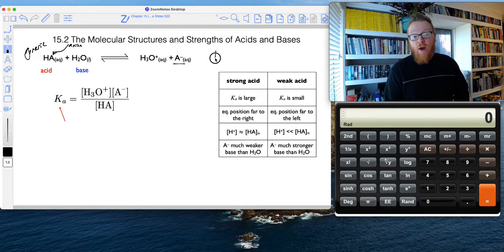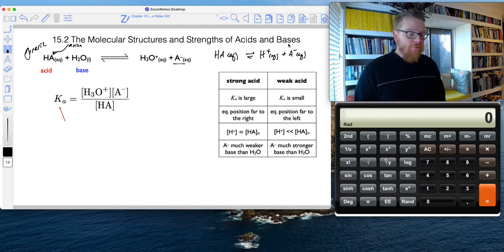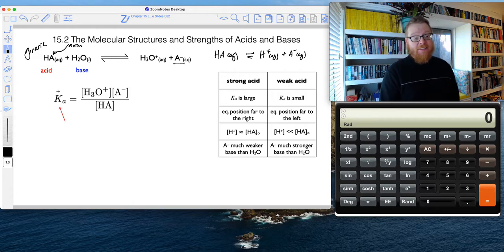Okay. So I could also write this generically as HA, aqueous, is in equilibrium with H plus and A minus. Perfectly okay to write the reaction like that as well. So now here we have a new equilibrium constant, Ka, where now the A stands for acid. We also often will hear this known as the acid dissociation constant. But more often in this class, we'll just call it Ka. Okay, the acid equilibrium constant, acid dissociation constant, Ka, those are all synonymous.